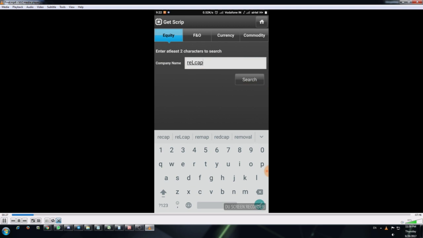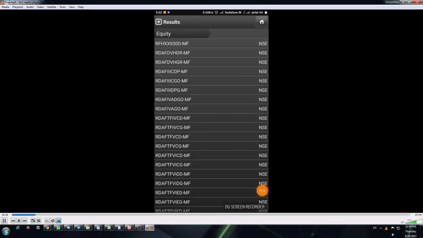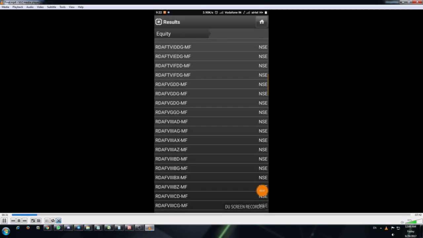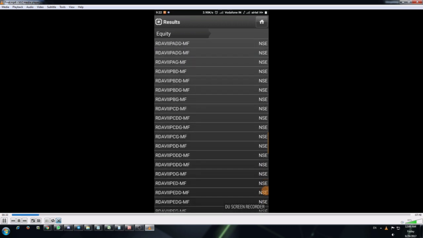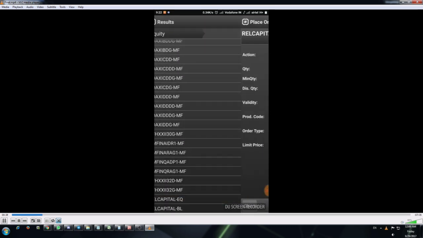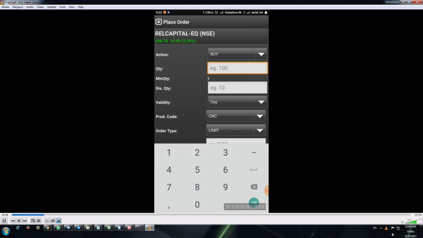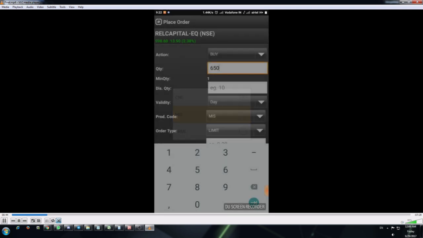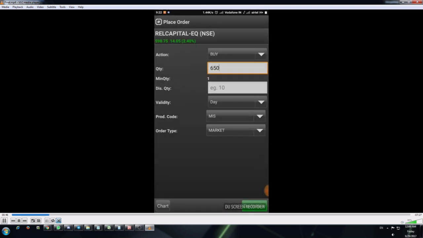So I entered Reliance Capital here. It took up some time because it gave me a huge list, maybe because of my typo. Reliance Capital was the one which I entered with 600 or 650 shares, I believe. Let me see it here. Yeah, 650 was the number.